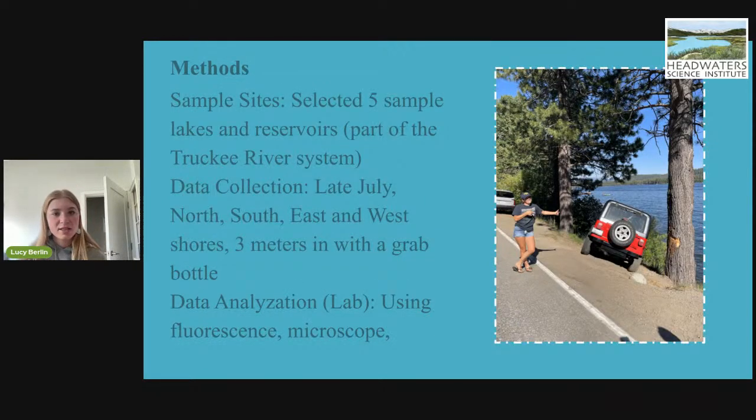For my methods, I selected 5 sample sites, different lakes and reservoirs with varying levels of urbanization. Like one of the earlier projects, I studied Weber Lake, but also Donner Lake, Independence Lake, Boca Reservoir, Stampede Reservoir, and Prosser Reservoir. I took samples on the north, south, east, and west shores, 3 millimeters in with a grab bottle. Sometimes I hiked down and sometimes I paddleboarded, but I made it work. One time I was sliding down a hill trying to get in there, but I did it.